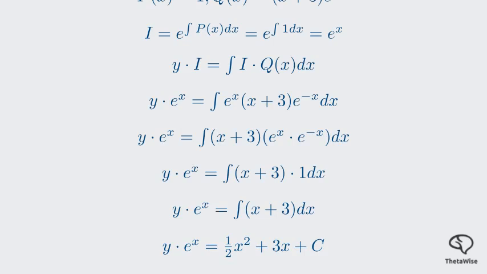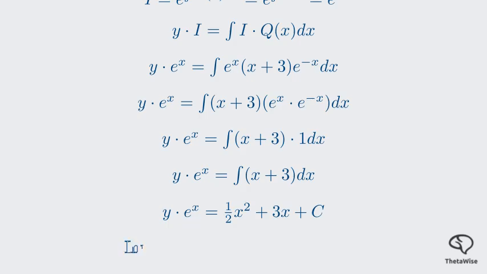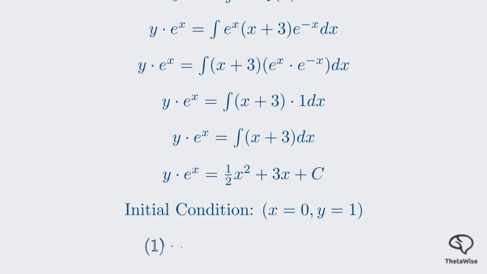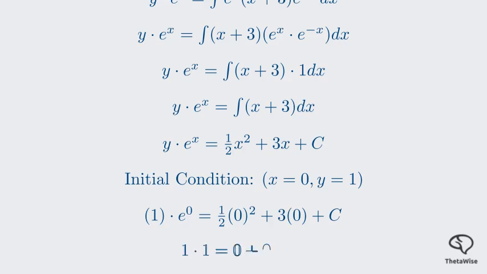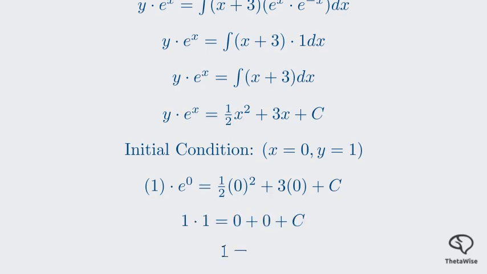Now for the new part. Finding the particular solution using the initial condition. The initial condition, (0, 1), means that when x equals 0, y must equal 1. We plug these values into our general solution. 1 times e to the 0 equals 1/2 times 0 squared plus 3 times 0 plus c. This simplifies to 1 equals c. So our constant is 1.